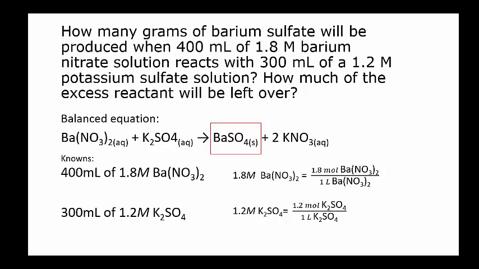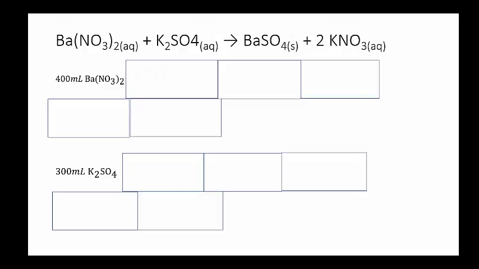So tell me what your starting values are going to be. We're going to be doing 2 calculations here. So what are the 2 starting values going to be? Well, you should have told me that you're going to start with the 400 milliliters of barium nitrate and the 300 milliliters of potassium sulfate. Those are our given values, our known values in our problem.